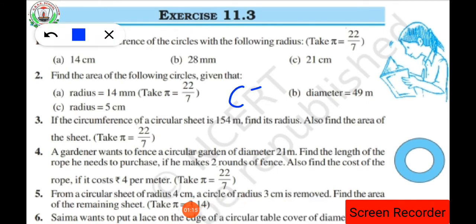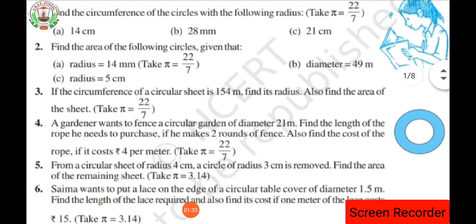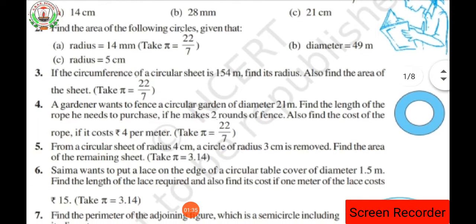In the circumference the formula is 2 pi r and the area of the circle formula is pi r square. So this first formula for the circumference is going to be used for the first question, and the second formula, that is area is equal to pi r square, is going to be used for the second question. Clear everyone?